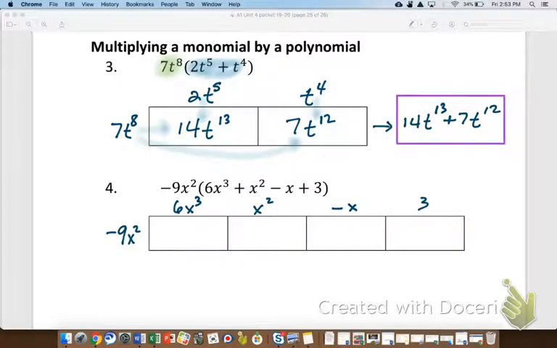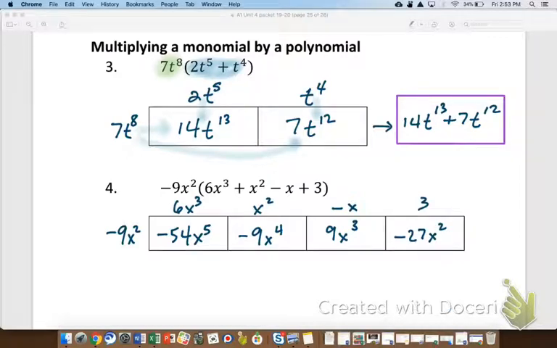Sophia, what about the first box there? What do you think should go there? Negative 54x to the 5th. She's right, isn't she? Nice work. Isa, how about that second box? Negative 9x to the 4th. Fantastic. Perfect. Any volunteers for the third box? Ella, what do you think? Positive 9x to the 3rd. Right on the money. Anya, what do you think about the last box? Negative 27x to the 2nd. Yep, negative 27x squared. That's perfect.